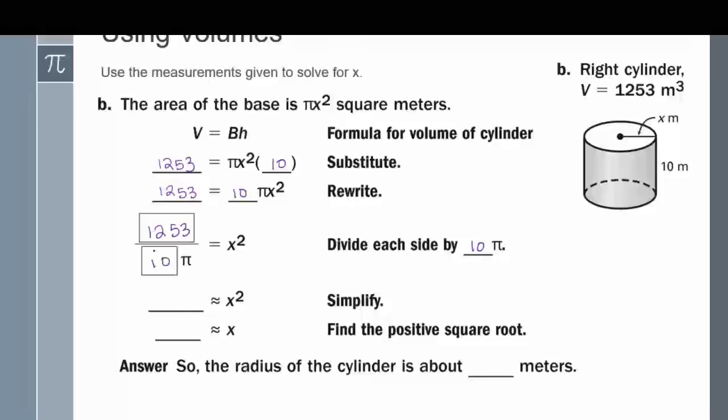Plug this into your calculator, and what you get by dividing 1,253 by 10 pi is 39.88, which is approximately equal to x squared. Solve for x by taking the square root of both sides, and the square root of 39.88 is 6.32. So the radius of the cylinder is about 6.32 meters.